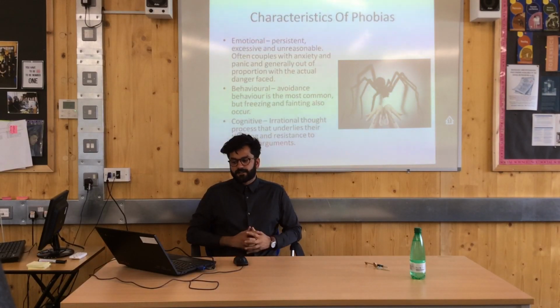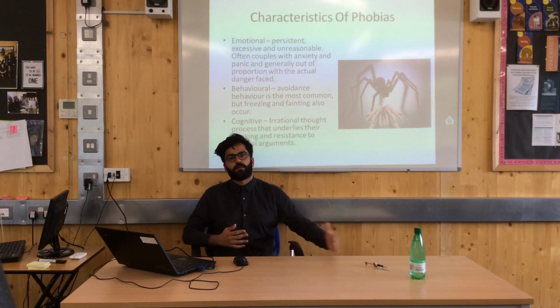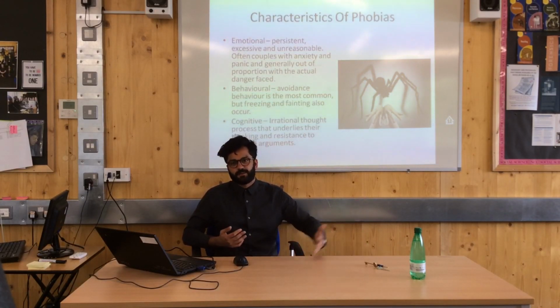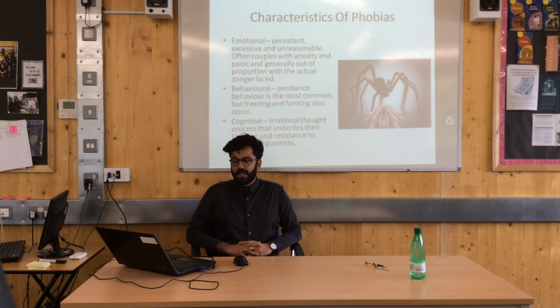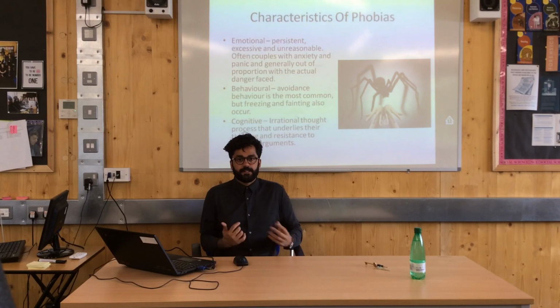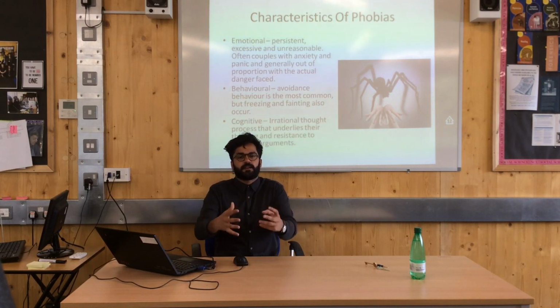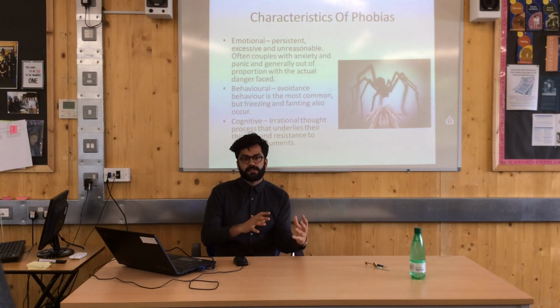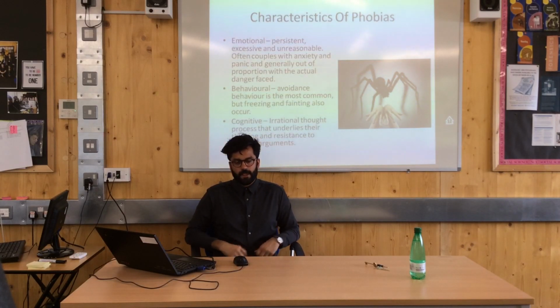The behavioural characteristics, there are a few, but the most common one is avoidance behaviour, which is obviously very common. So if you're scared of dogs, you will avoid dogs. If you're scared of spiders, you will avoid spiders. If you're scared of clowns, you will avoid clowns, whatever. But freezing or fainting also occur, and by that I mean literally freezing at the sight of seeing that thing, or fainting at the sight of seeing that thing.